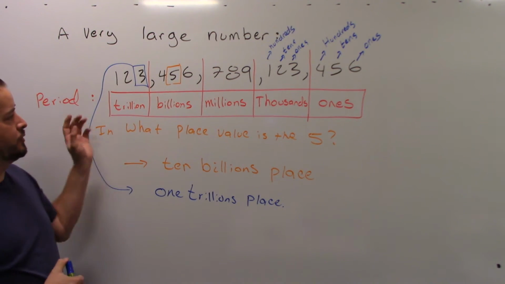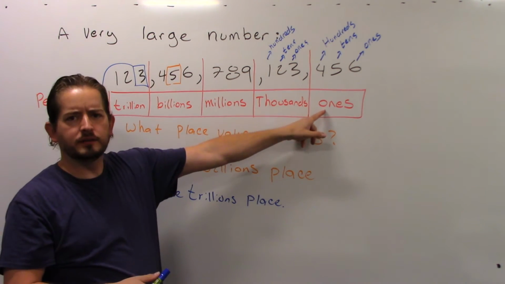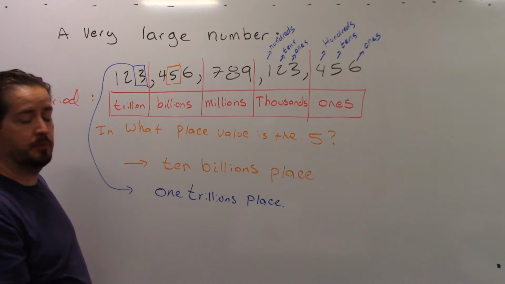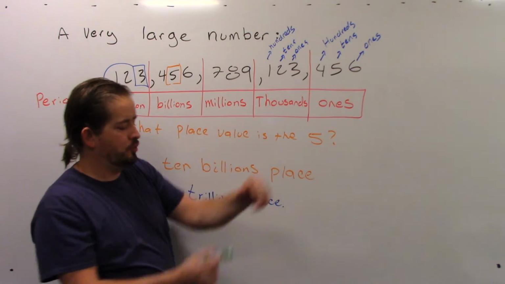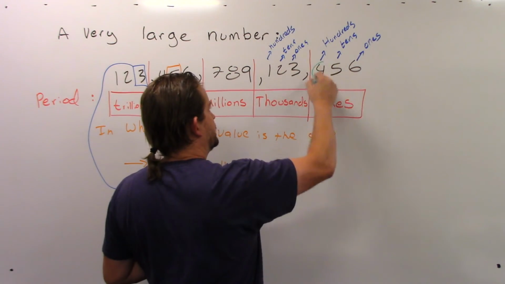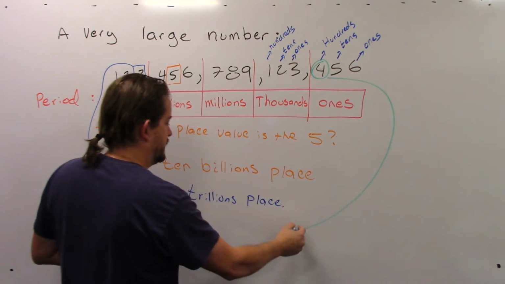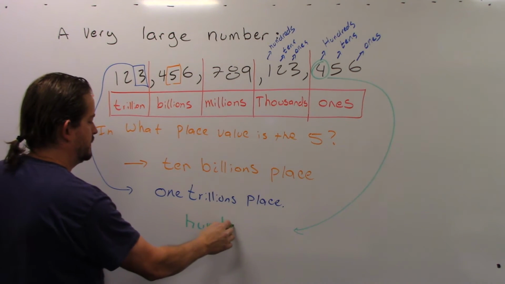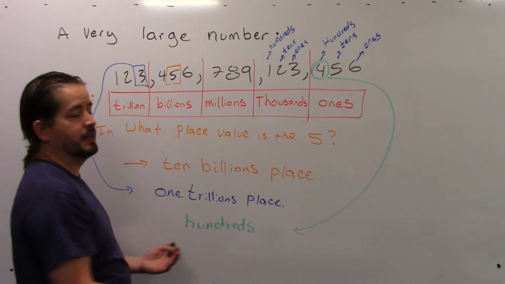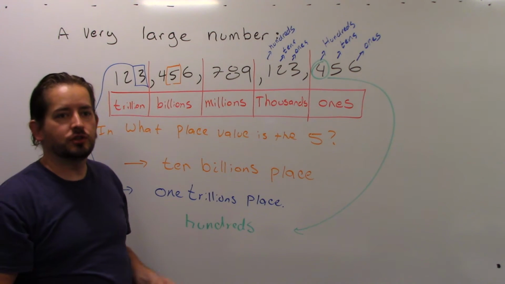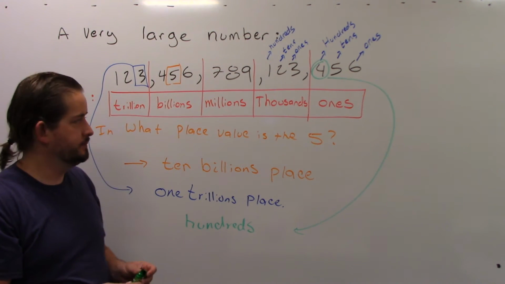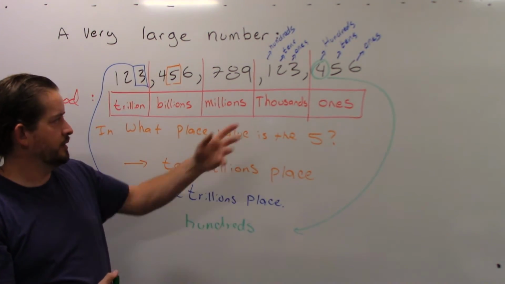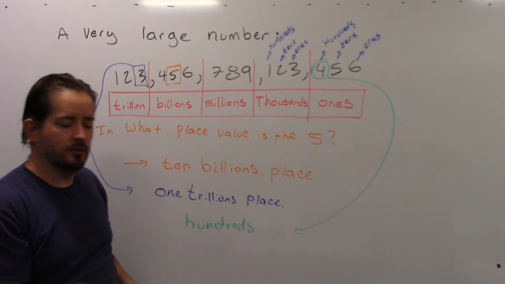So that's how it works for all of these except the ones. When we find things in the ones place, we typically tend to not say the period. So this 4 right here, we would simply say that this is in the hundreds place. And by not indicating a period, it's understood that it's in the ones place. Or excuse me, the ones period. So the hundreds is simply the hundreds of the ones period, but we don't say the ones.